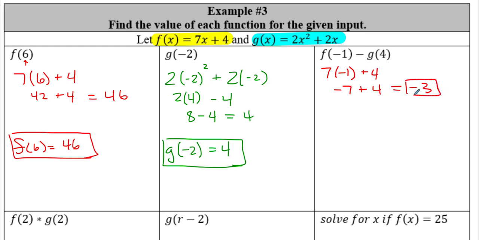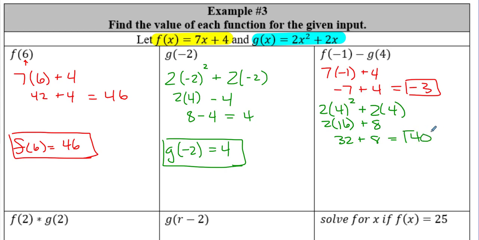So I need that piece. I'm going to hold on to that, negative 3. Okay, now I want to do the g function. So I got a 4, so I'm going to do a 2. I'm going to put this 4 in here. I'm going to square that, plus 2 times 4. So 4 squared is 16. All right. 2 times 4 is 8. 16 times 2 is 32. And then we get plus 8 is going to equal 40.